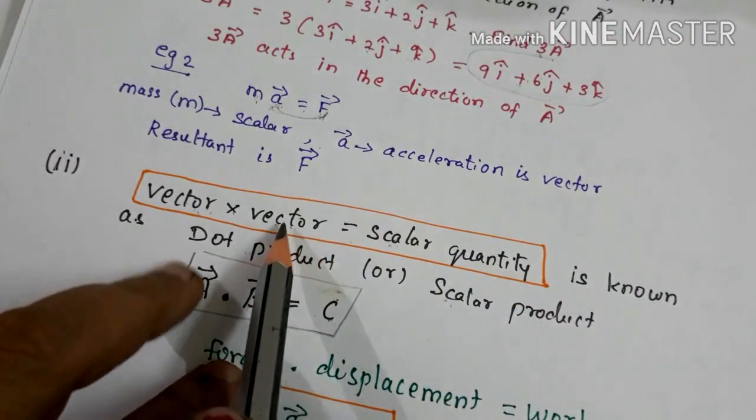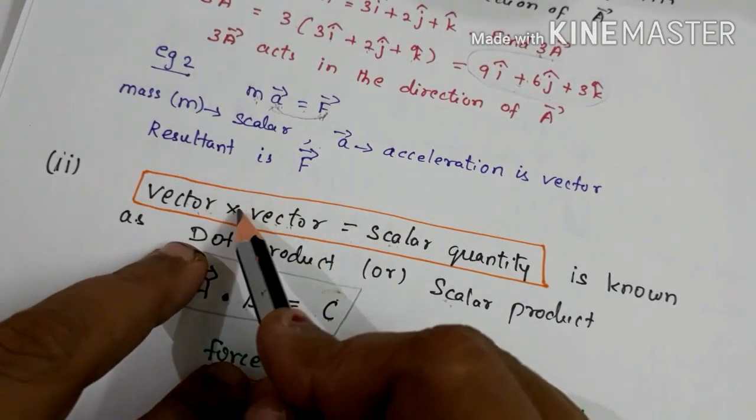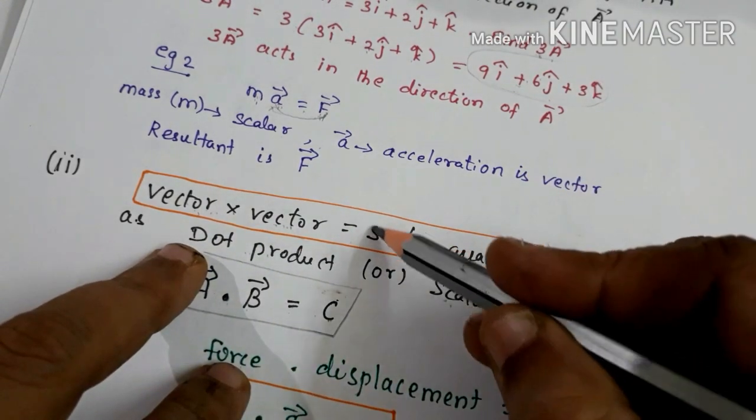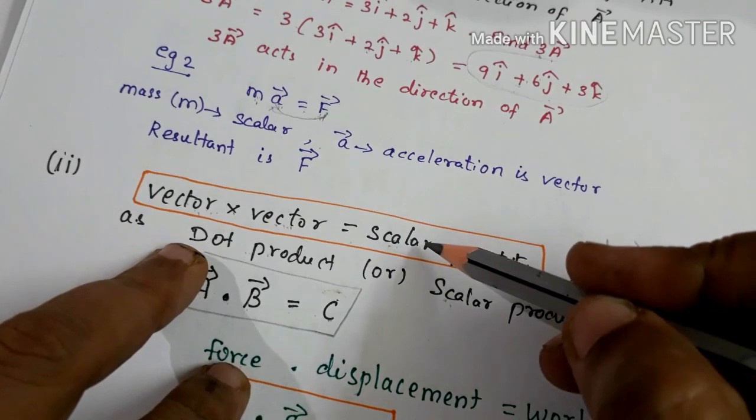If two vectors are multiplied, okay, two vectors are multiplied, the resultant is a scalar. Now we call it a scalar product.